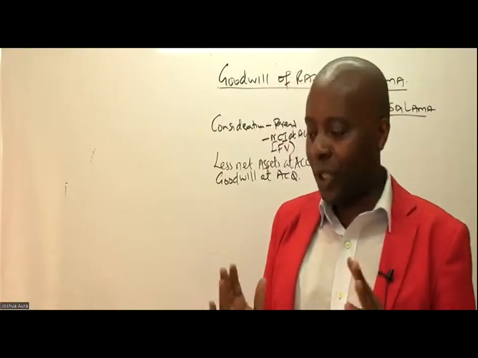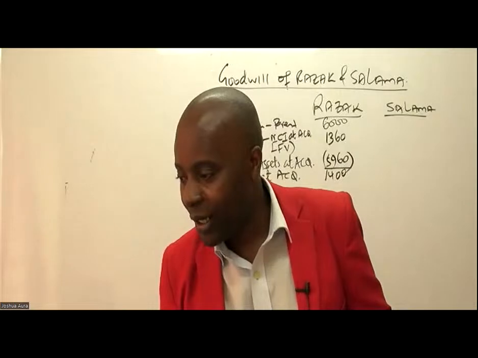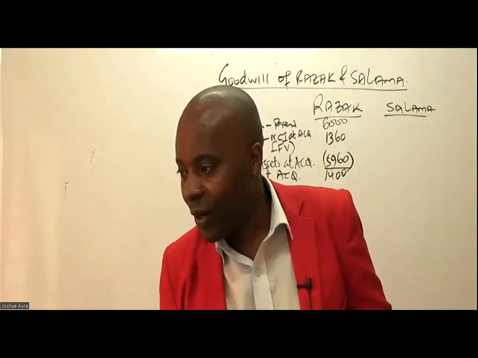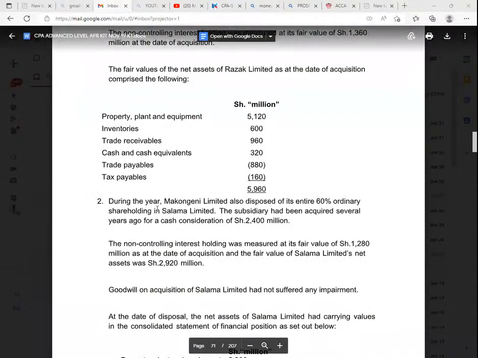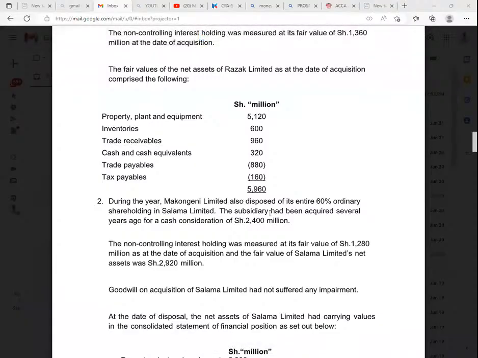Yes. Thank you very much. Great. Ladies and gentlemen, from there, what are we told here about Salama? During the year, Makongeni Limited also disposed of its entire 60% ordinary shareholding in Salama Limited. The subsidiary had been acquired several years ago for a cash consideration of 2,400 million.